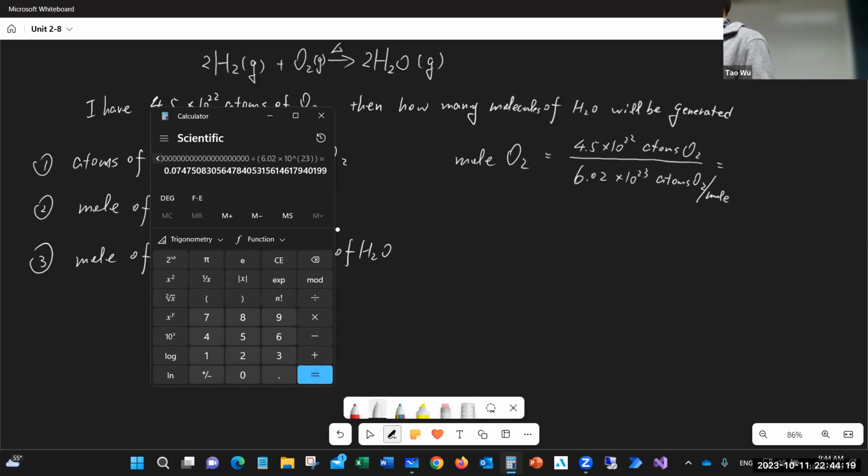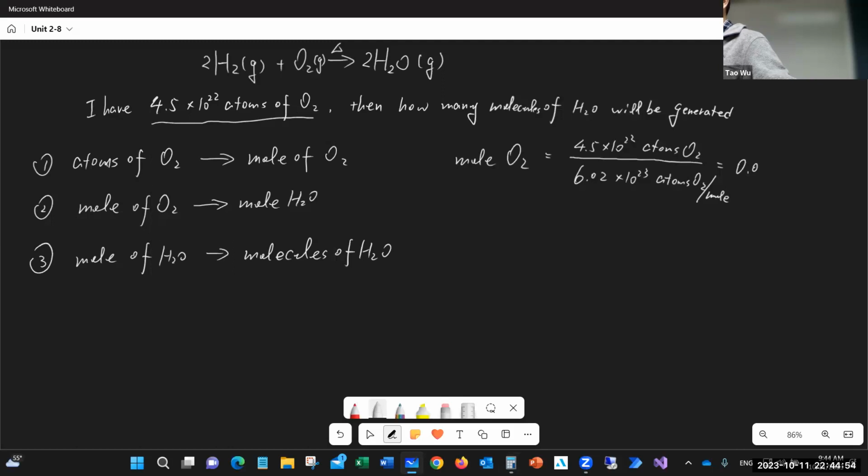0.07475. And I recommend if you do the stoichiometry step by step, which is 3 steps, it's better not to round this number too short. For example, in this case, please do not round to 0.075. You're going to keep enough digits, so in the final answer you will make it more accurate. In this case, I prefer to keep 4 sig figs, 0.07475. And that is the moles. This is how you got the moles of oxygen.